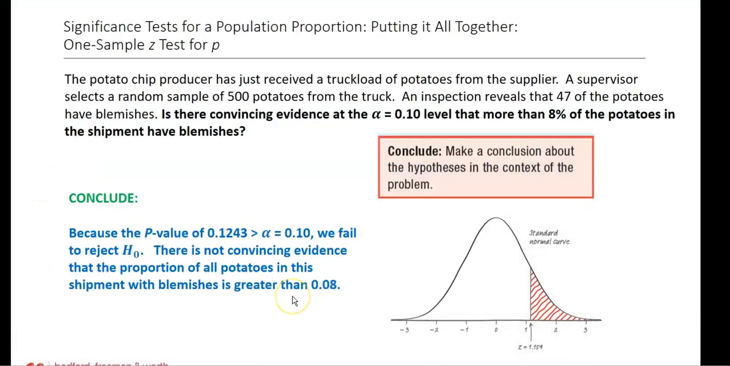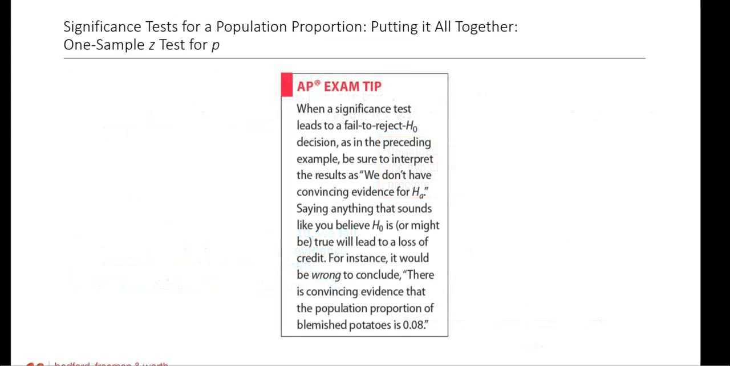Let's see what they said. Because the p-value of 12.4% is greater than the alpha level of 10%. Great to say both of those exact values. Don't just say because p-value is bigger than the alpha level. We want you to know, hey, what are those numbers? We fail to reject. We do not reject the null. There is not convincing evidence that the proportion of all potatoes in the shipment with blemishes is greater than 8%. Great. That is full-on significance test, one proportion z-test.